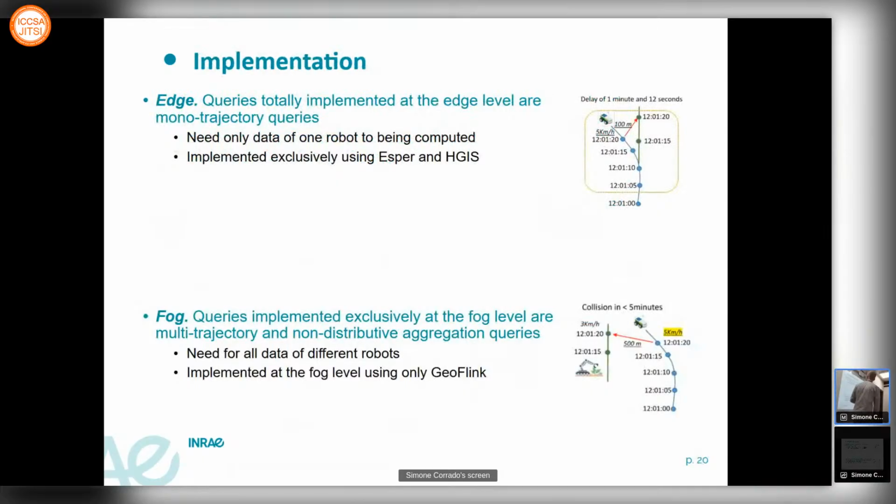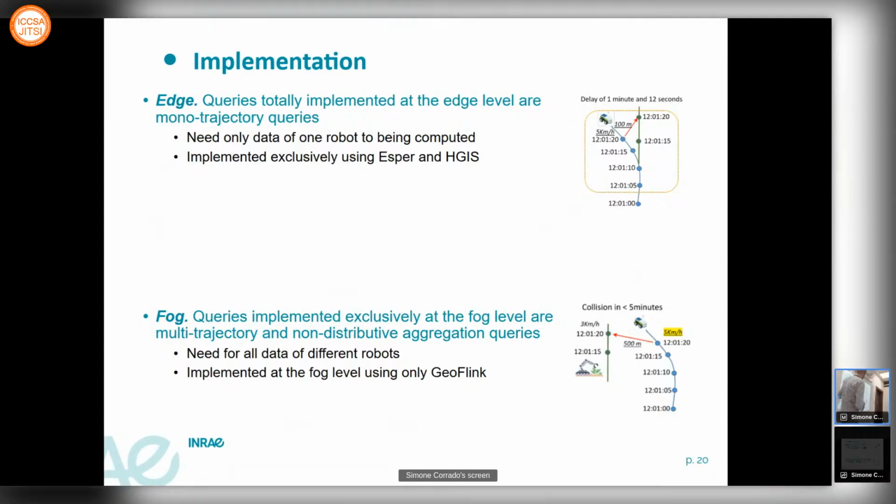Now back to the kinds of query, and where we have to implement each. When you have a mono-trajectory query, you must implement it inside the robot, because the robot is moving. It compares its real trajectory to the predefined one with the timestamp. In that way we can compute the delay.